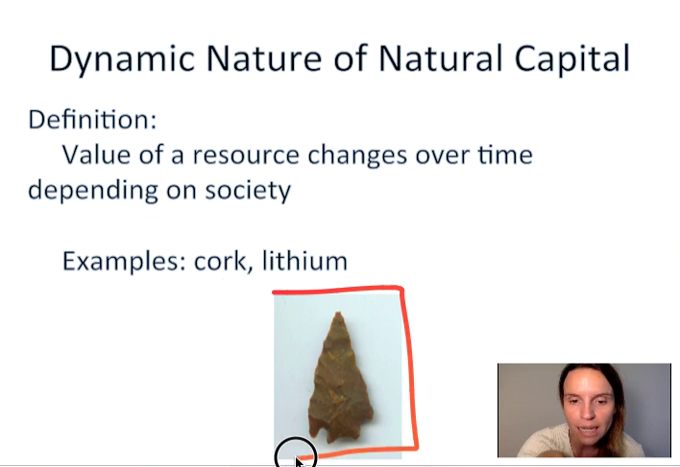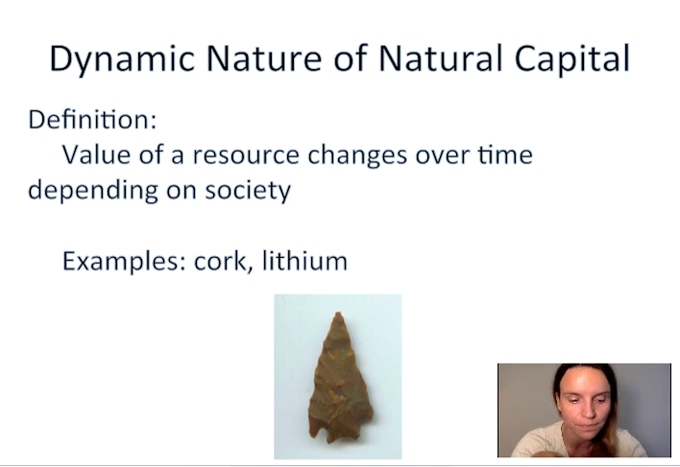Arrowheads are another example of a thing that used to have a pretty significant use valuation. They could be traded, they could be used. Now, obviously, we don't really need arrowheads anymore, so their use valuation has decreased significantly in the last 100 to 150 years. When we look at the dynamic nature of natural capital, it's important also to look at whole regions.